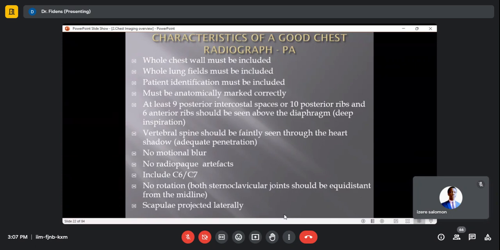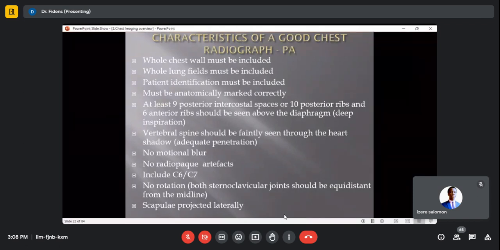And then number 8, no radio-opaque artifact. We normally remove all. That's the reason why I remove clothes from the patient before we do exposure to take the film. The artifact, do you know what it is? Do you know what it is, artifact?